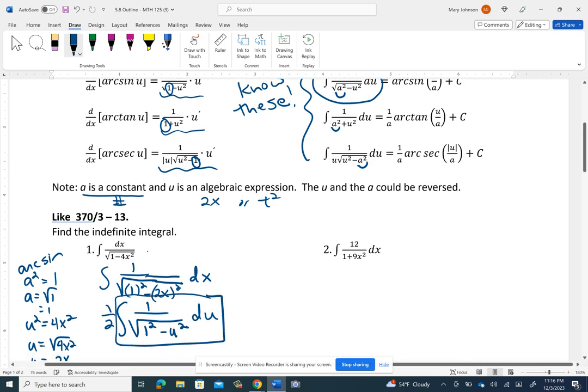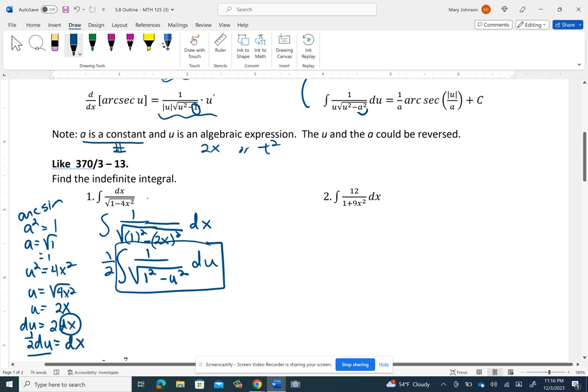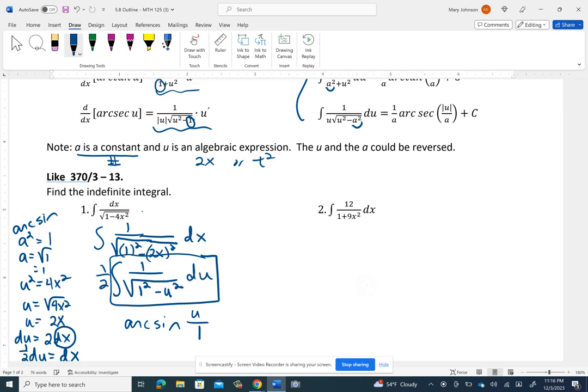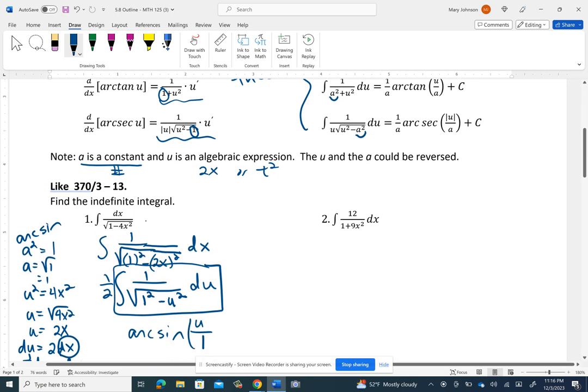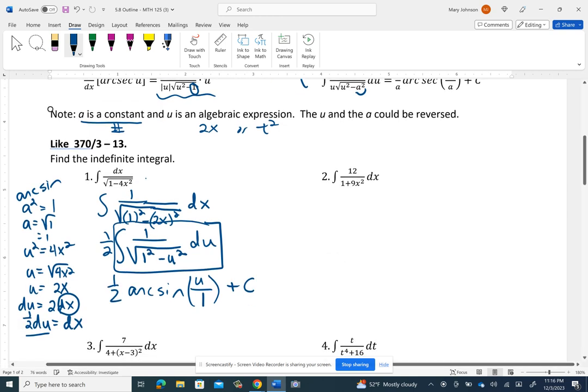And the formula says to do the arc sine of u over a, which is 1. So arc sine of u over a, which happens to be 1, and I've got a 1/2 out in front. I have to remember the plus c. And then the last thing I need to do is replace the u with 2x. 2x over 1 would still just be 2x. And that will be my final answer.